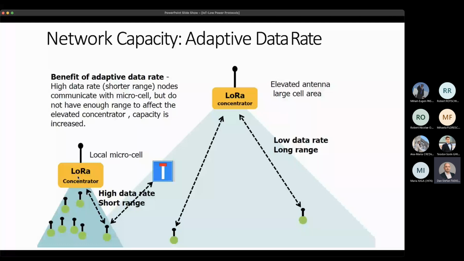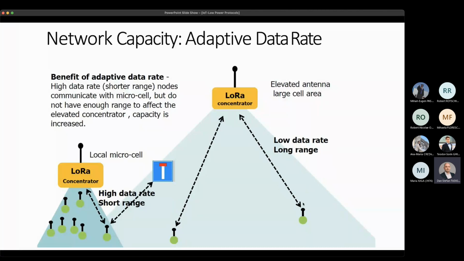These can connect and have a higher data rate to the LoRa concentrator. You can actually build what is called a local microcell under this LoRa concentrator, but at the same time, you can connect to a more remote LoRa concentrator. You can have maybe a thinner spread network of devices which have a longer range of communication.